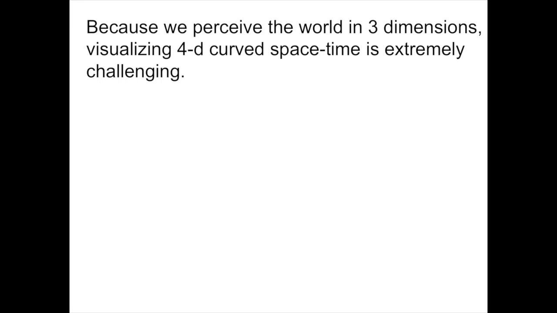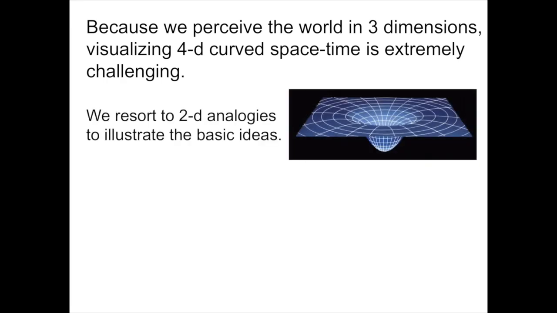Because we are used to perceiving the world in three dimensions, the world of breadth, depth, and height, trying to visualize four-dimensional curved spacetime is extremely challenging for us humans. We often resort to using two-dimensional analogies to illustrate the basic ideas. For example, it's very common to represent curved spacetime around a massive object by imagining a space as a two-dimensional rubber sheet into which I place masses. The masses then cause the sheet to distort and bend, and we get something referred to mathematically as an embedding diagram. We can visualize the curved space around a mass. Here might be, for example, the curved space around the sun.